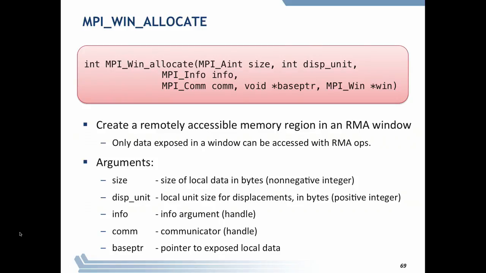Win allocate is pretty much the same thing, except I don't give it a pointer. I get back a pointer, following the sort of C idiom. This really is a void star star pointer, but that doesn't work right in C, so it's declared as a void star pointer, but it semantically acts as an address of a pointer of arbitrary type. And so you just say how much I want, what the displacement unit is, the same info, the same communicator, what are the processes, and you get back the address of the data and the window object that you get to use.